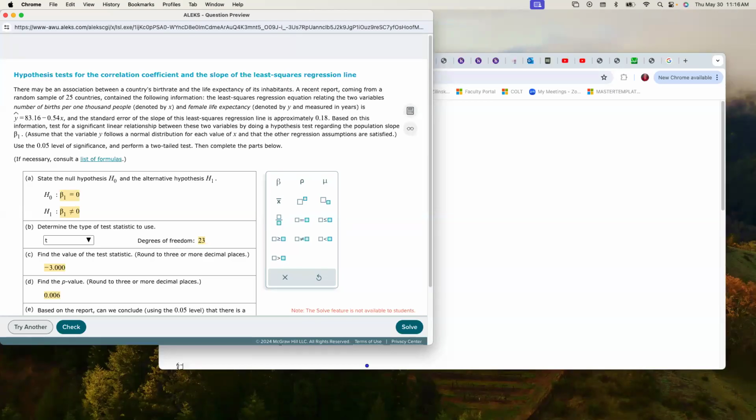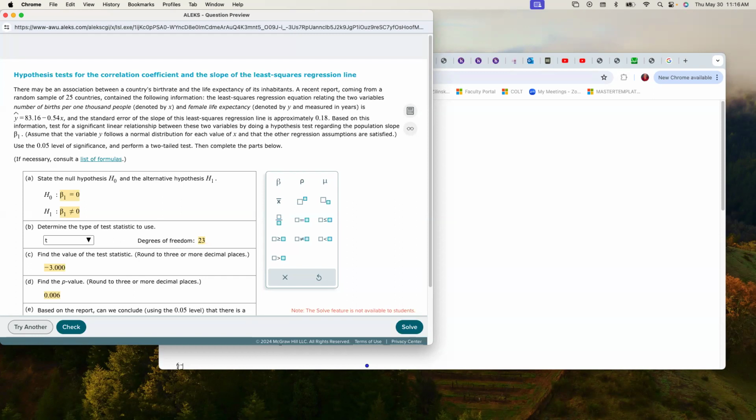Okay, back here for a hypothesis test for the slope of the least squares regression line. And I'll do a separate video for the correlation coefficient. There's a few little nuances there that differs in terms of how you have to calculate this.